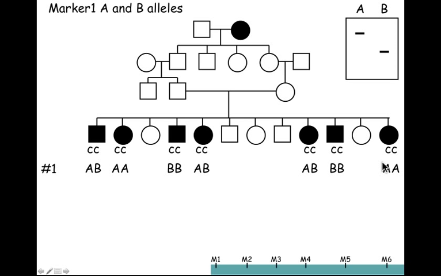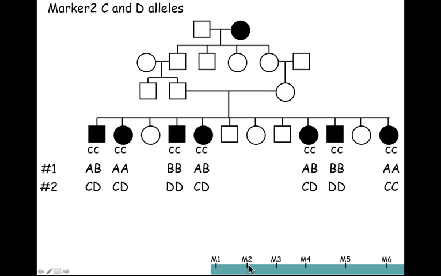So if we start walking across this chromosome, if we go to the second marker, same sort of idea. We can just tell those two chromosomes apart. Then we can see also that there's a fair assortment of C's and D's. So we're not really seeing tight linkage with this disease-causing locus.